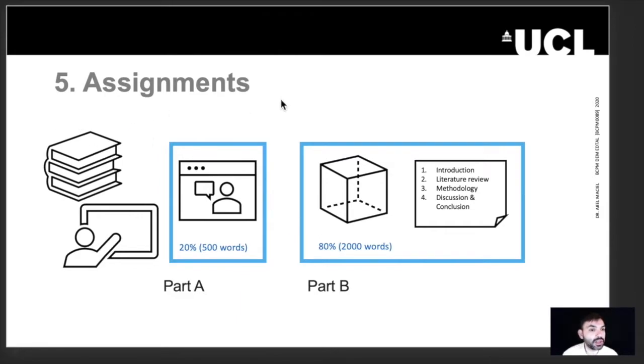For your assignments, you'll have two parts. The first part is a recorded video presentation with about 500 words. And the second part, part B, will be an essay that will inquire into a build information model case study. And this is about 2,000 words long and it represents 80% of your mark. Both assignments will be submitted in April.